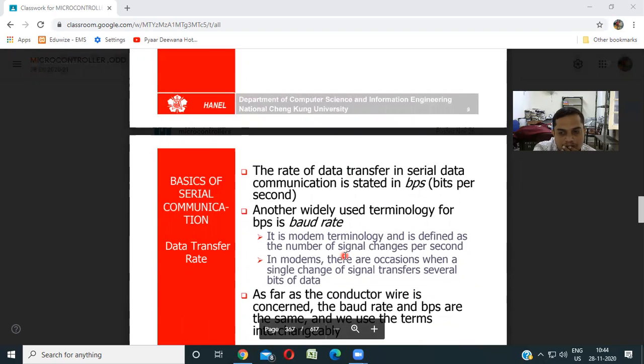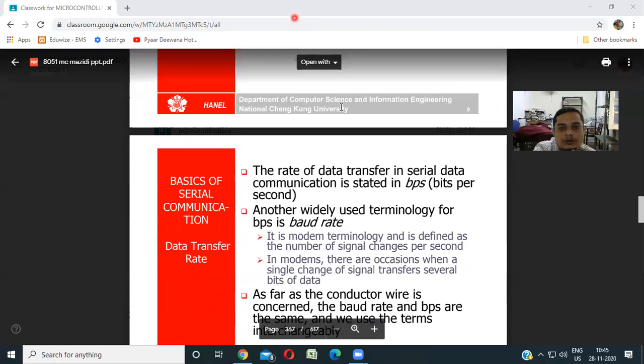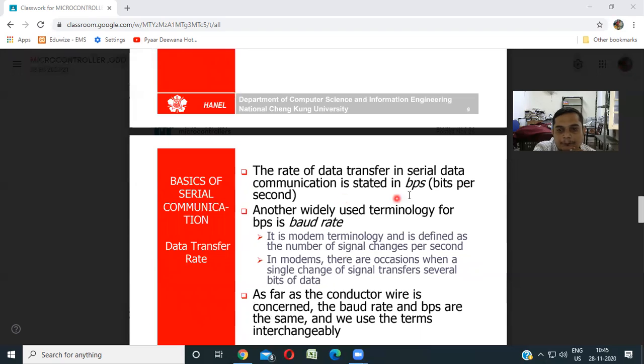One more consideration of serial communication is the baud rate. The baud rate is nothing but the number of bits sent per second. It is also called the data transfer rate: how many bits we are able to send per second. That is given by a parameter called bits per second, BPS.